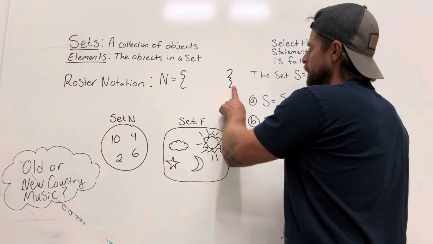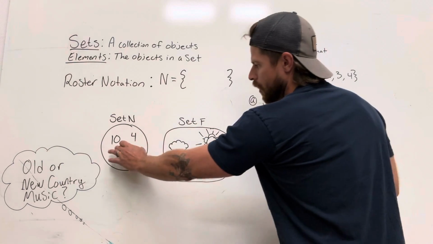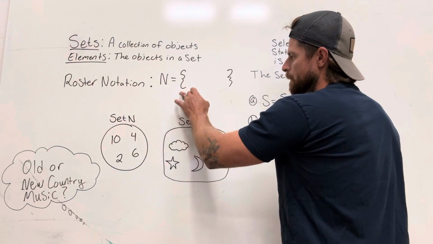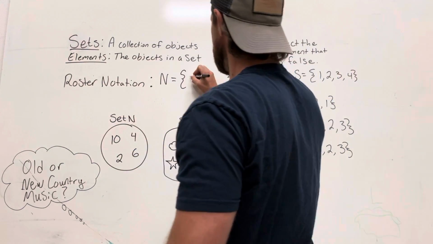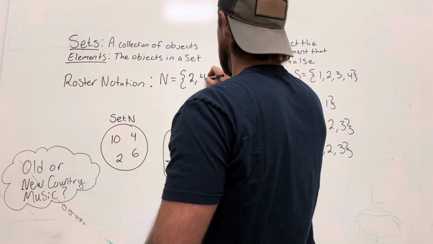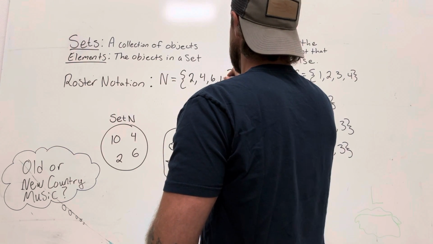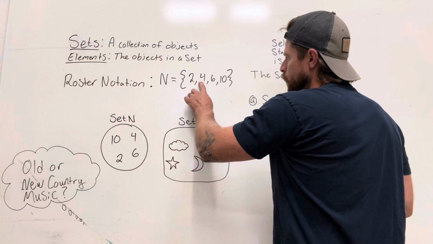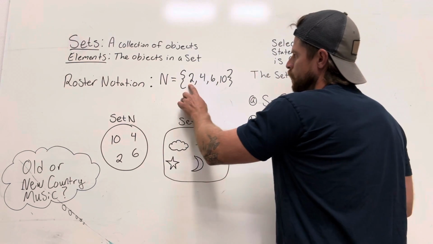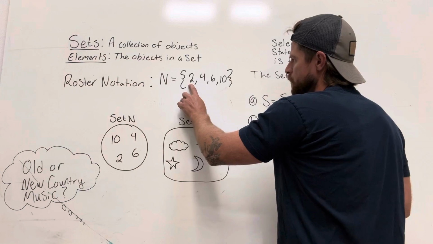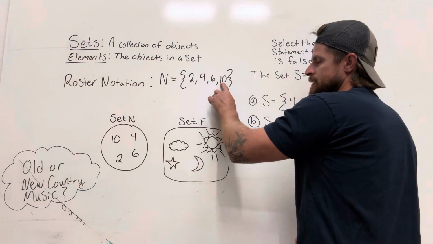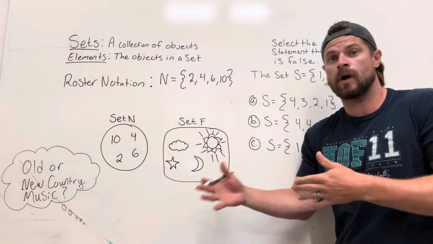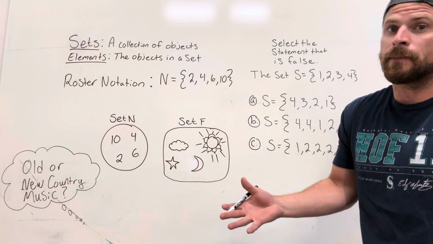And then over here, what I'm going to be doing is just listing out all the values that are within my set. So I'm going to say 2, 4, 6, and 10. Now you probably noticed that I put these in numerical order, 2, 4, 6, 10. So we're increasing. I put the lowest value first, the highest value last. Do I have to do that in a roster notation? I don't. I can put them in whatever order I want.